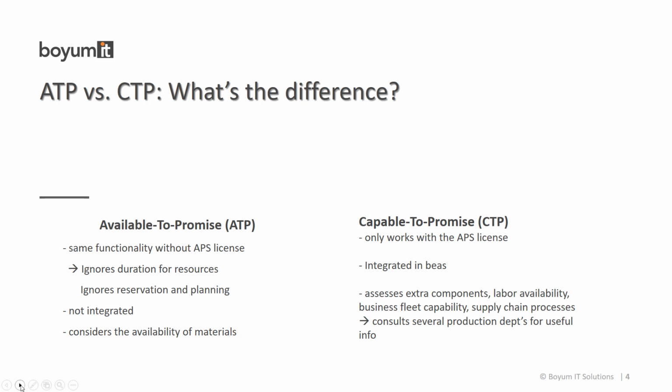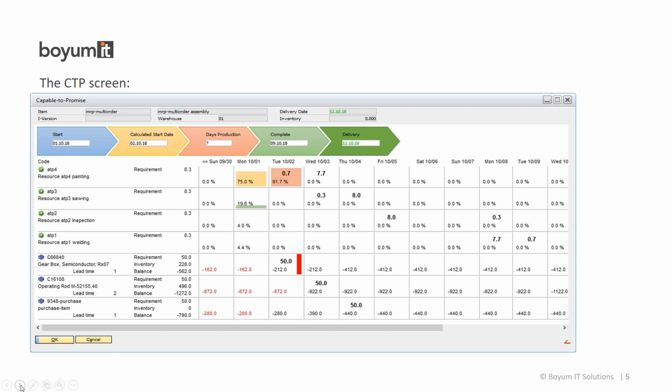So this is the Capable to Promise screen that you get in Beas. And here you can see the process. This is the start date, followed by the calculated start date. And you can see when to start with the work order. In the left top section, you can see if the material is available, and if not, when it can be purchased. And this relies on real dates defined in the item master data. It checks and shows when the resources are first available as well.